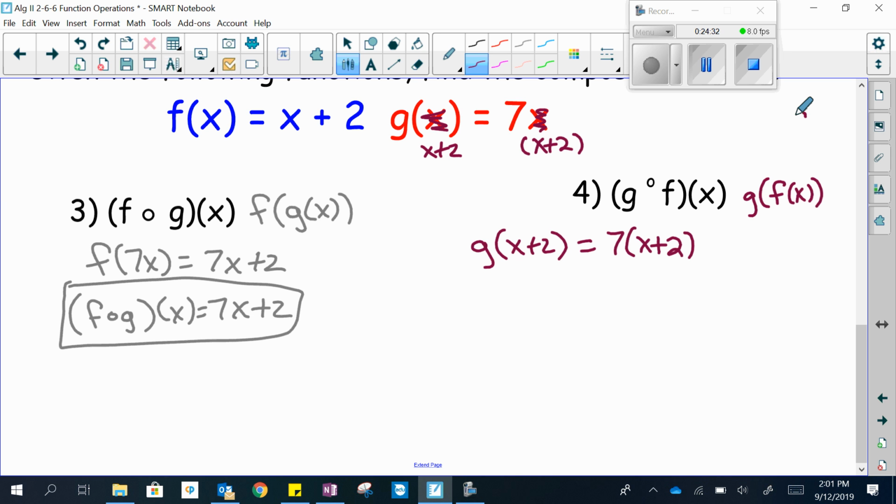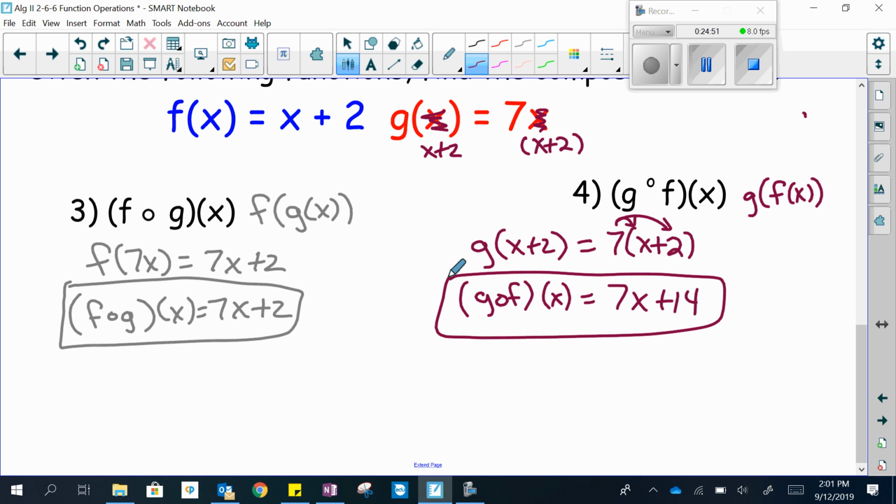And then someone just said we need to do what? Distribute it, right? So we'll distribute the 7. And what would that be? 7x plus 14. We can bring down our g of f thing here. G of f of x is 7x plus 14. It sounds like a foreign language, but if you start catching the pattern, you're going to get better and better at it.